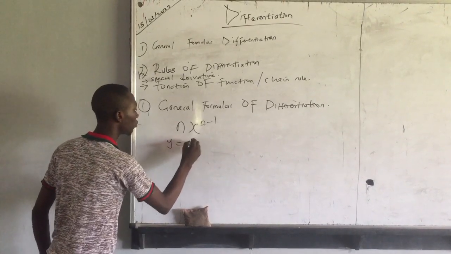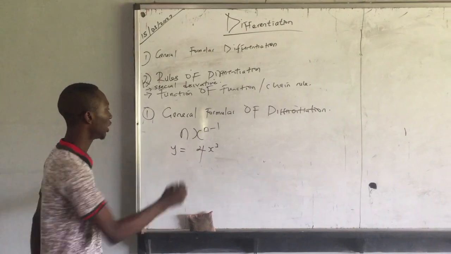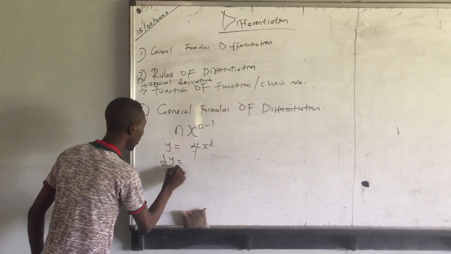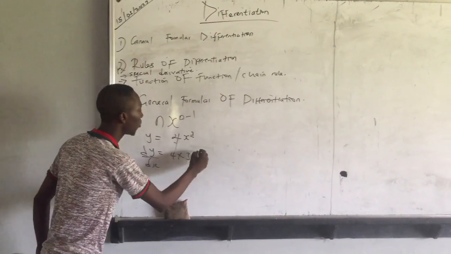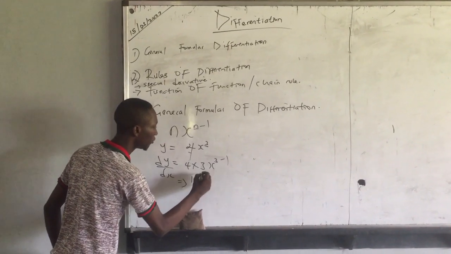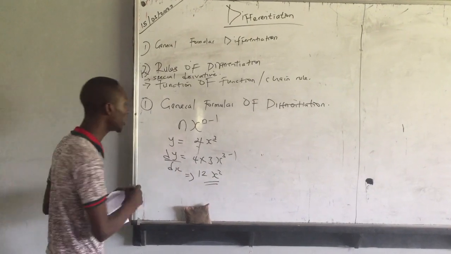Now let me show you another one. Let's say you have y equals 4x cubed. How do you differentiate? You use the power to multiply the whole equation, so it becomes 4 times 3x, take away 1 from the power. So it becomes 4 times 3, which is 12x, and taking away 1 from the power gives squared. So we have differentiated this equation.